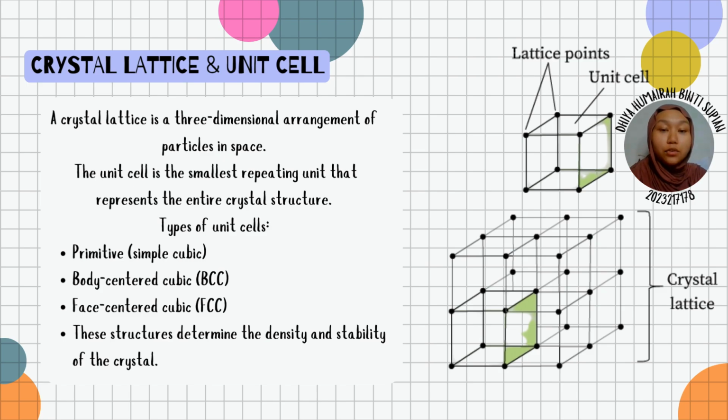There are three main types of unit cell. The primitive or simple cubic, where particles are only at the corners; the body-centered cubic or BCC, which has an additional particle at the center of the cube; and the face-centered cubic or FCC, where particles are located at the center of each face. These unit cell structures are not just theoretical, they directly influence the density, packing efficiency, and also stability of the crystal.